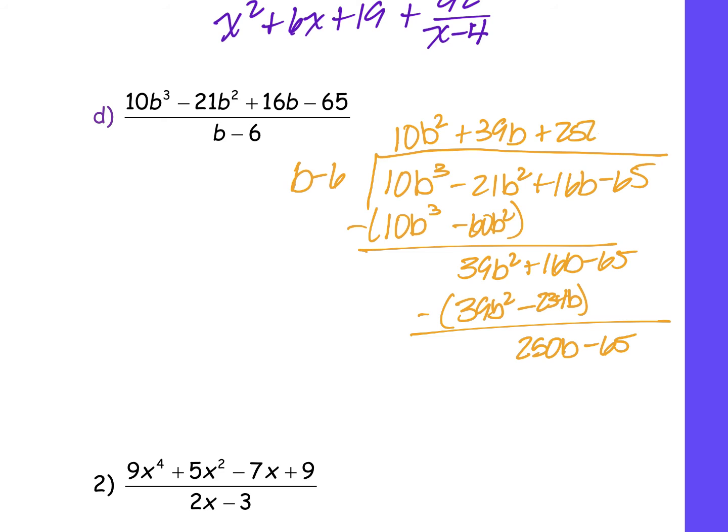Plus 250. 250b times 6. Okay, 1500. Subtract that. 65. 1435. So the answer is plus 1435 divided by b minus 6.